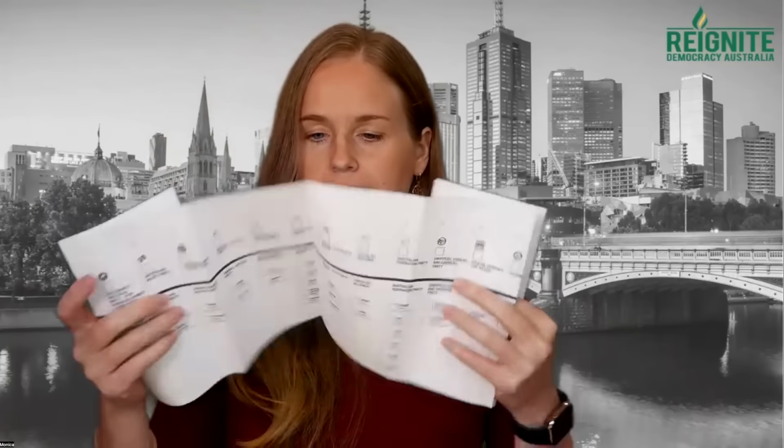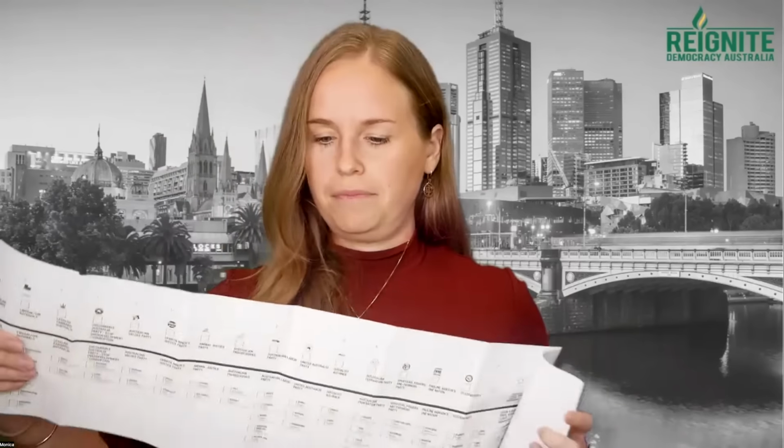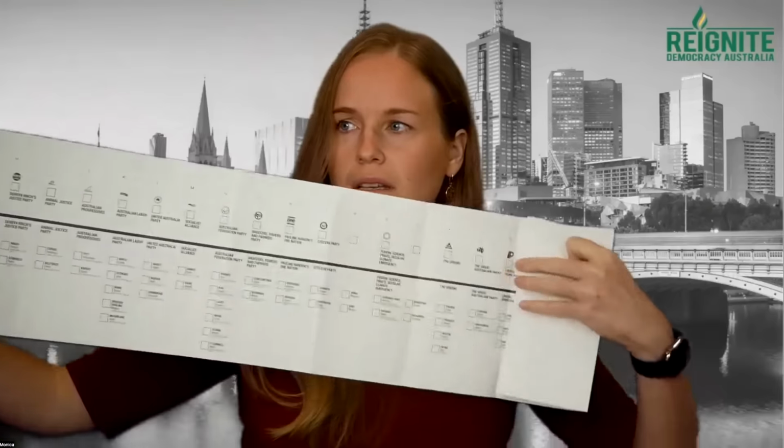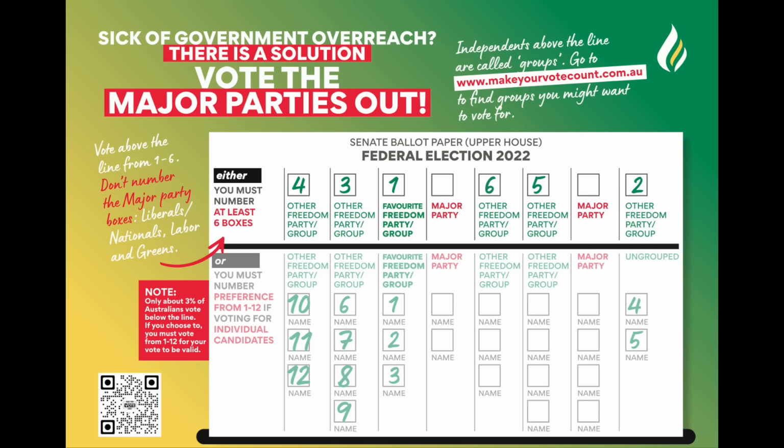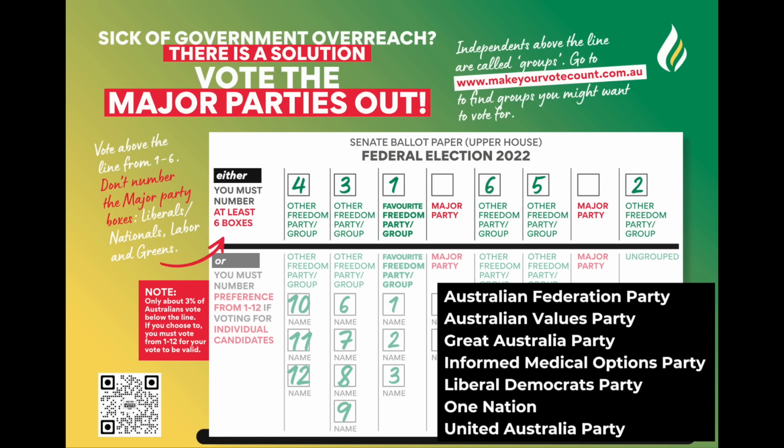Now the Senate paper looks like this. It's a very long piece of paper, so I am going to help you know exactly what to do with it. You can see on the screen here an example of how to fill out a Senate ballot paper. The bare minimum is 1 to 6 above the line. I actually suggest that you put a number underneath every single Freedom party so that at least your vote will go to one of them.